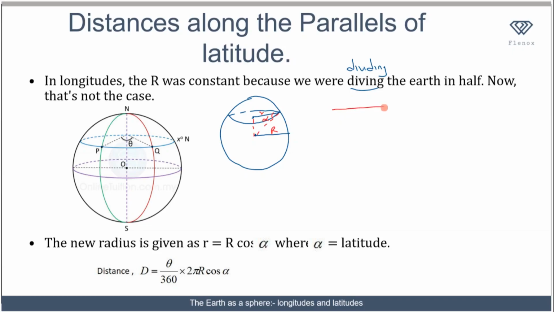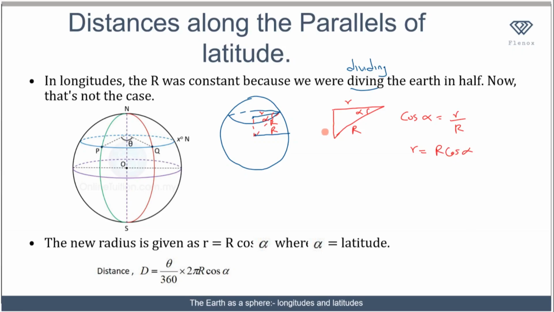So I have a triangle in which, from the center of the sphere to the circumference, I know that this line is also the radius. So I have the radius here, I have this angle alpha here, which is the latitude, and I have a small r. So cos alpha is equal to the adjacent, which is small r, over big R, the radius of the earth. So small r is equal to R cos alpha.